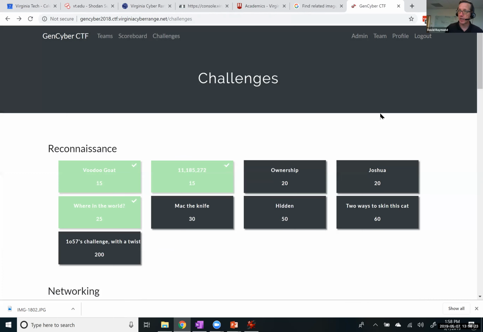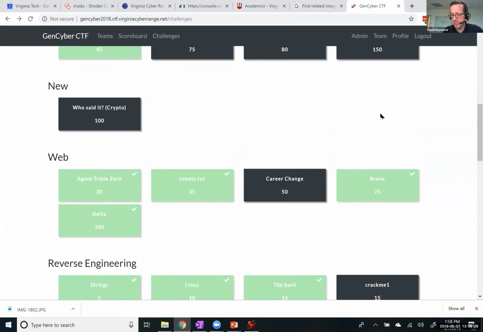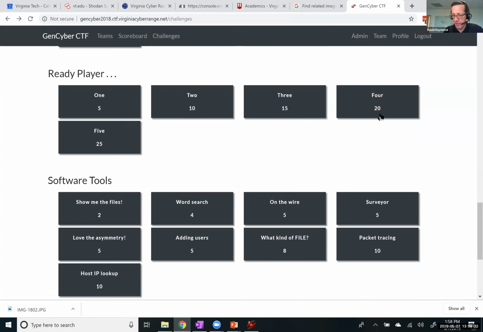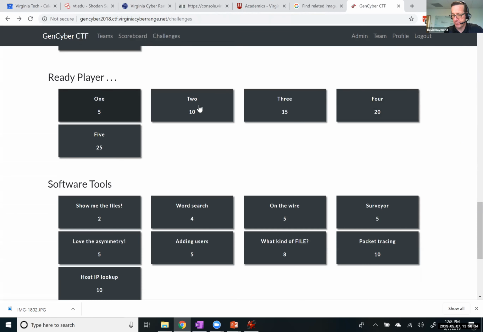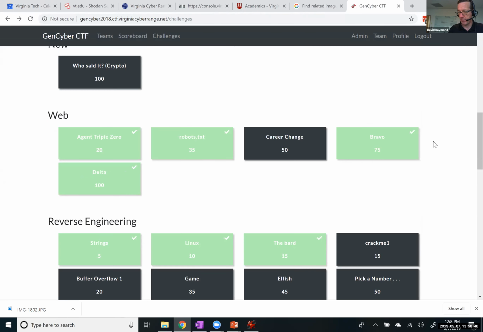So I encourage you to solve some more of these CTF challenges. There's also a group of challenges in here, these ready player challenges. So 1, 2, 3, 4, 5. These are very much reconnaissance challenges also. So you might take a look at these. They're fairly low point value challenges, but they're kind of fun to poke around with.